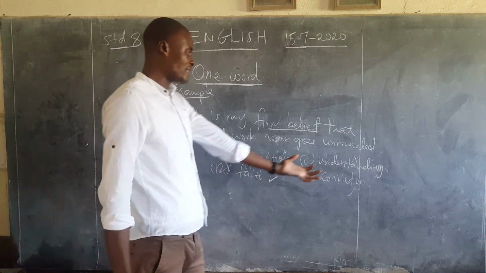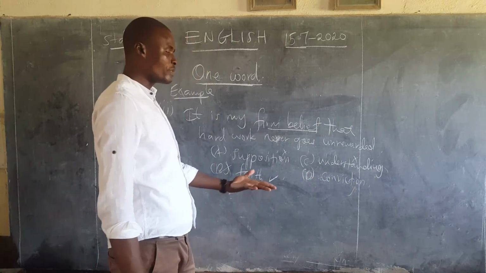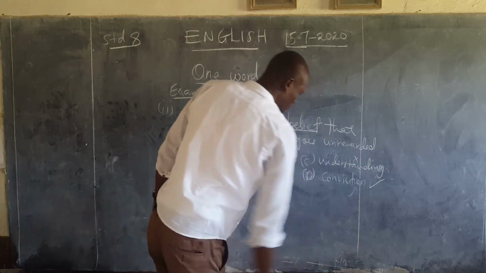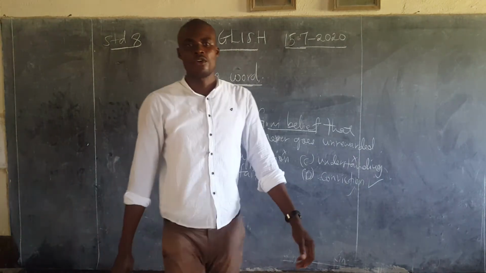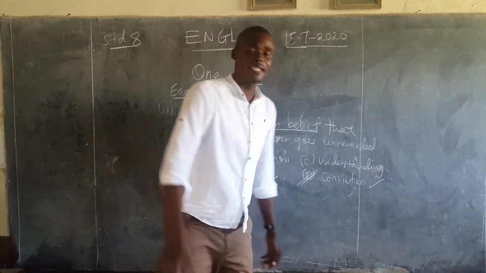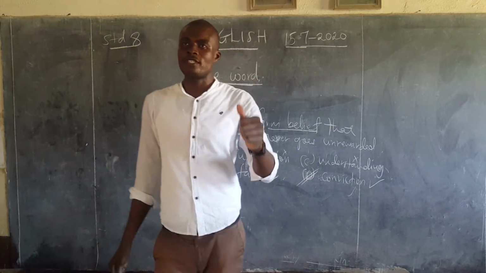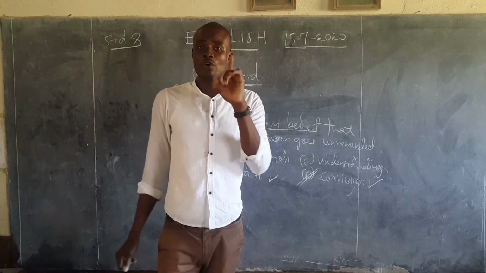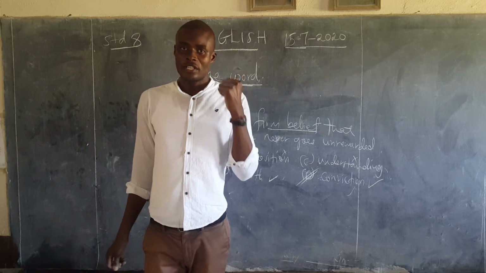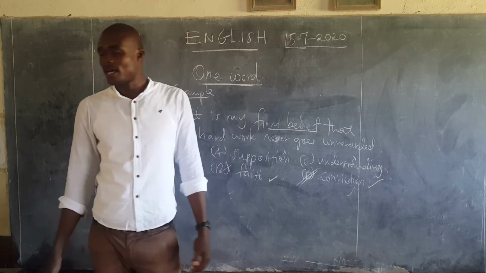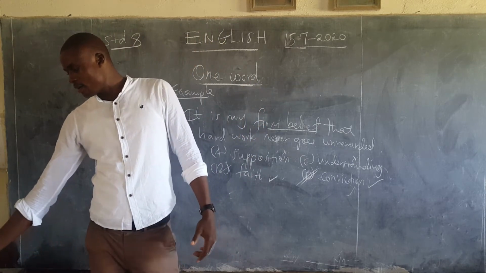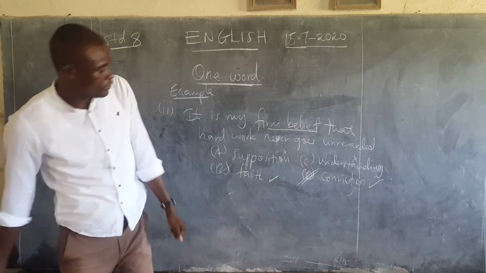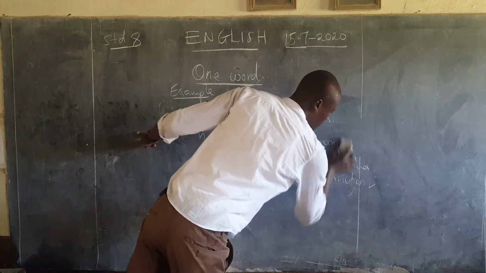Supposition is almost the same as understanding. You assume something, but it is true. So it's our conviction. Conviction there means that it is something that you are certain of. It is true, and you are confident that hard work never goes unrewarded. There's nobody who has ever worked hard and went unrewarded.